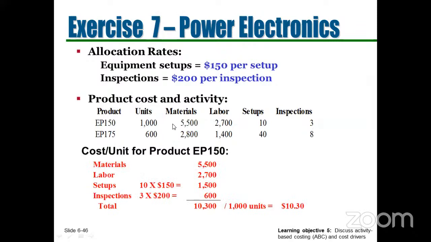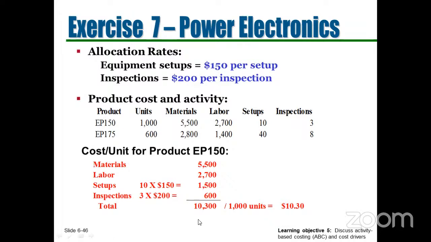EP150 material is 1,000 times 5,005. Material is given already as 5,005. You don't need to times again. This is the cost already. Then the labor is 2,007. The setup is 150 times 10, you get 1,005. And then the inspection is 200, so it's 3 times 200, you get 600. So for product EP150, the cost is 10,300. Your unit is 1,000, so one unit is 10.3, 10 ringgit 30 cents per unit.